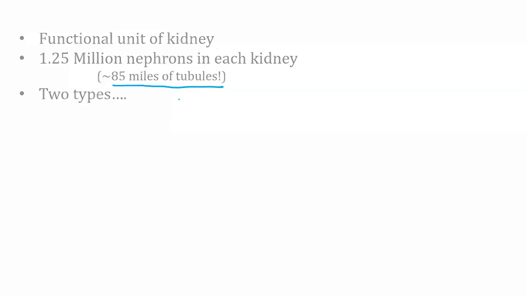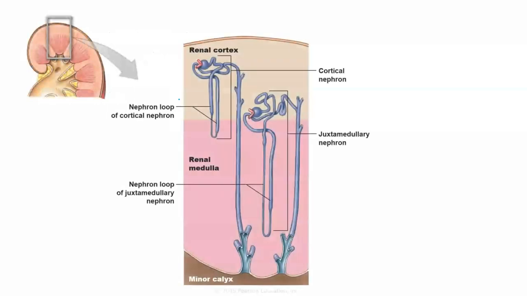All right, now there's two types of nephrons. There's the cortical nephrons, and then there are the juxtamedullary nephrons. Cortical nephrons, as the name suggests, are found mostly localized in the cortex. The juxtamedullary nephrons are localized mostly in the inner part of the kidney, the medulla.